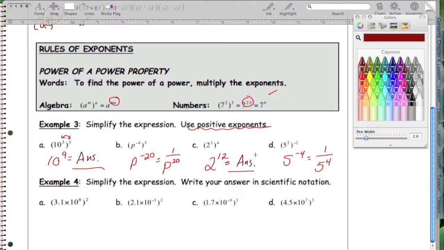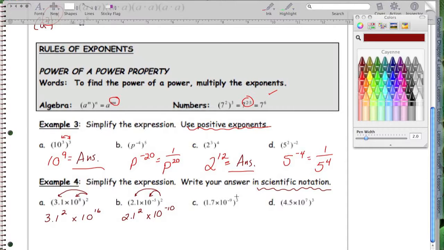Alright, last one, example 4, simplify the expression, write your answer in scientific notation. So, these are two separate terms, 3.1 and 10 to the 8th, so I'm going to distribute the 2 into both. I get 3.1 squared times 10 to the, and I multiply these, 8 times 2, 16. In this one I'm going to distribute that squared in. I'm going to get 2.1 squared times 10 to the negative 10th. And it says write my answer in scientific notation, so I can leave that negative exponent.